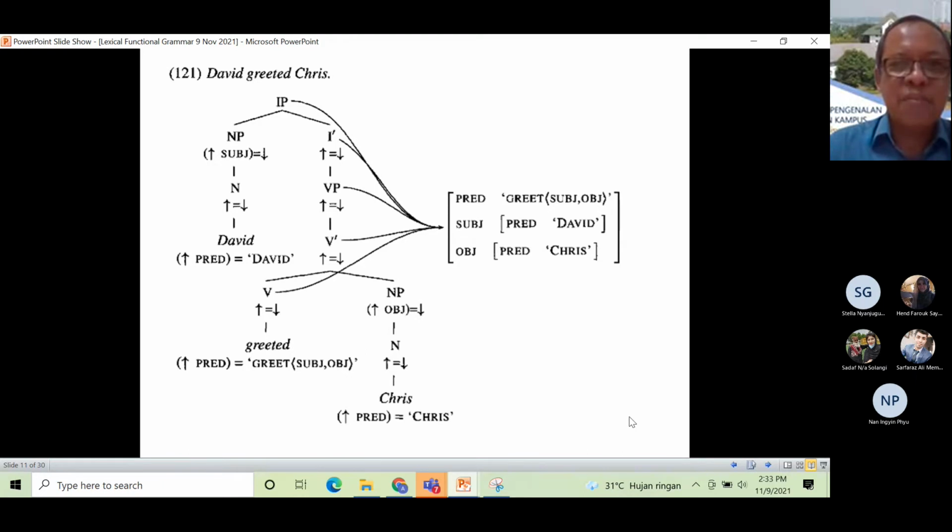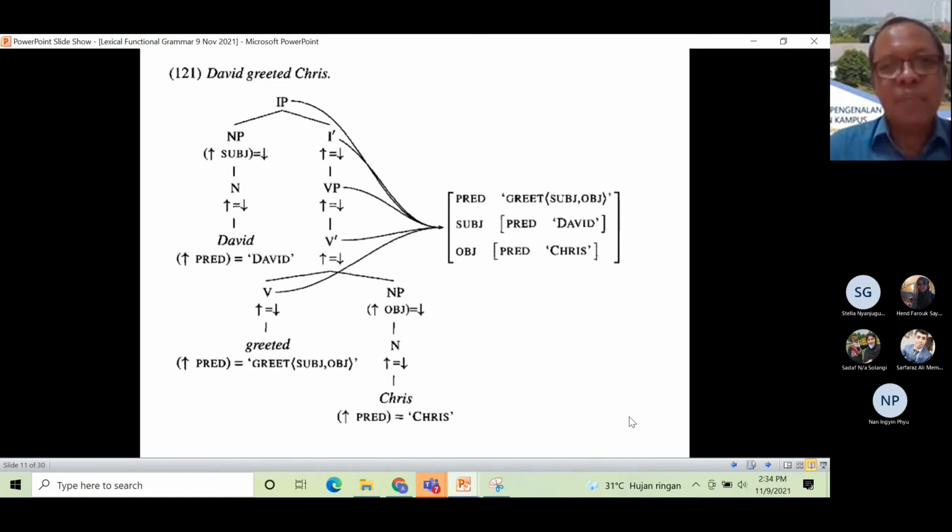The mother node is "David greeted Chris." The subject of "David greeted Chris" is David. This is the information. And then you have the up and down arrows. This is the convention in LFG: the up arrow is on the left, the down arrow is on the right. This is to show the flow of information.